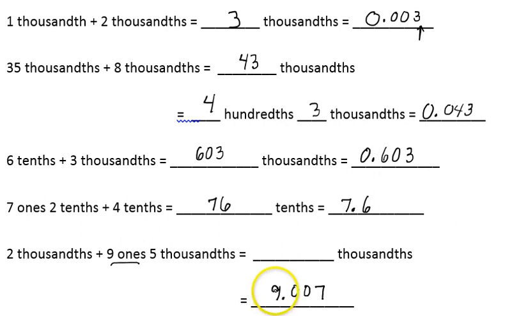Well, if I have 9 wholes, that means I have 9,000 thousandths, because 1,000 thousandths equal 1 whole. So 9 wholes would be 9,000 thousandths. So I have 9,000 thousandths here and 7 more thousandths, for a total of 9,007 thousandths.